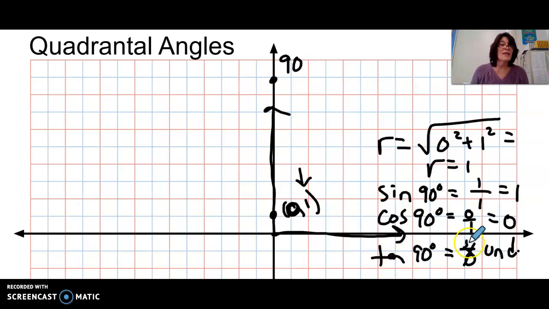However, this is where it gets tricky. The cotangent of 90, you're like, well, you can't flip undefined. I know, but the cotangent of 90 is the x coordinate over the y coordinate, so it's actually 0 over 1. This is where it'll get tricky on your calculator, guys, because you try to do cotangent by taking 1 over tangent. I'll talk about the calculator later.